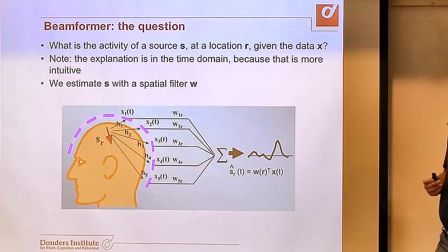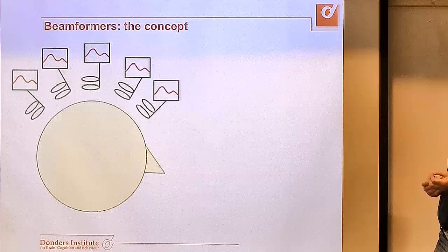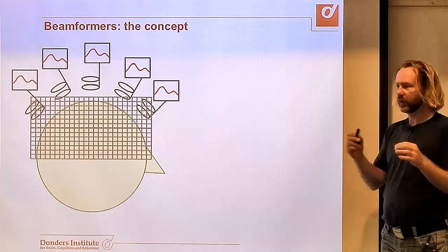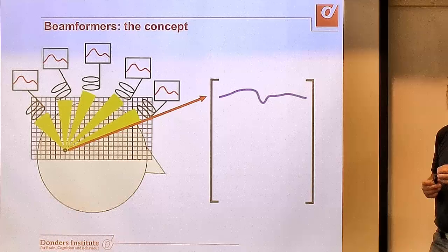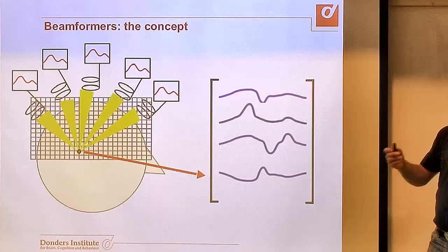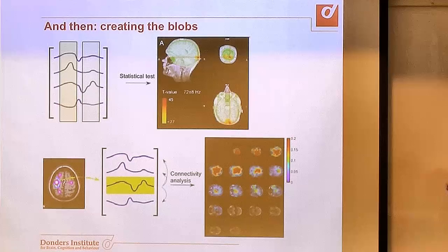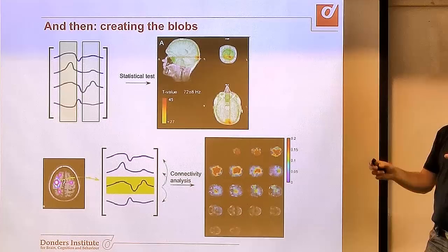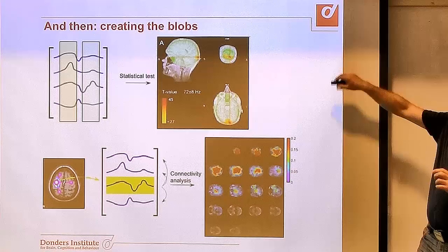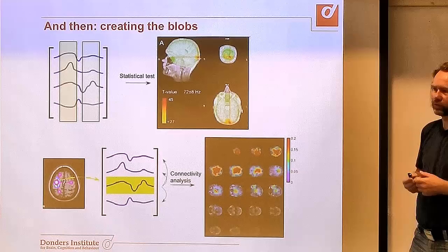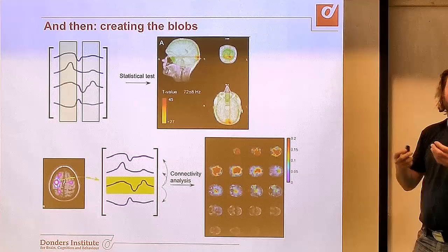We estimate the activity of the source, S, with a spatial filter, which is W. And the concept is, we divide the brain into a grid, like many grid points, and at every location we estimate the activity. At every location, we have the source time series. What we then can do is make a statistical test where we look at the activity in the baseline versus the activity in the stimulus window. We make a statistical contrast, and then we create a blob. And this is, for example, the result of a gamma band beamformer activity after presenting a visual stimulus, and it localizes to visual cortex. And the type of analysis that we use here to get to these maps is really very SPM-like fMRI type of analysis.